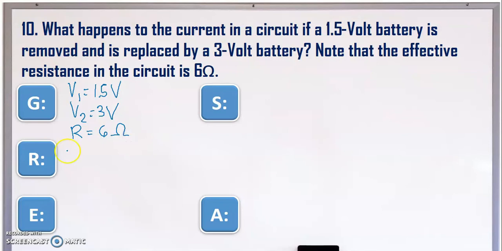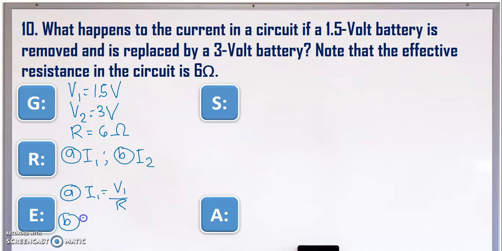In this problem, we are given two voltage values. This implies that we have to compute for two values of current, and those are the initial current and the final current. In computing for the initial current, we have to use the equation I sub 1 is equal to V sub 1 over R. And for the final current, we have to use the equation I sub 2 is equal to V sub 2 over R.